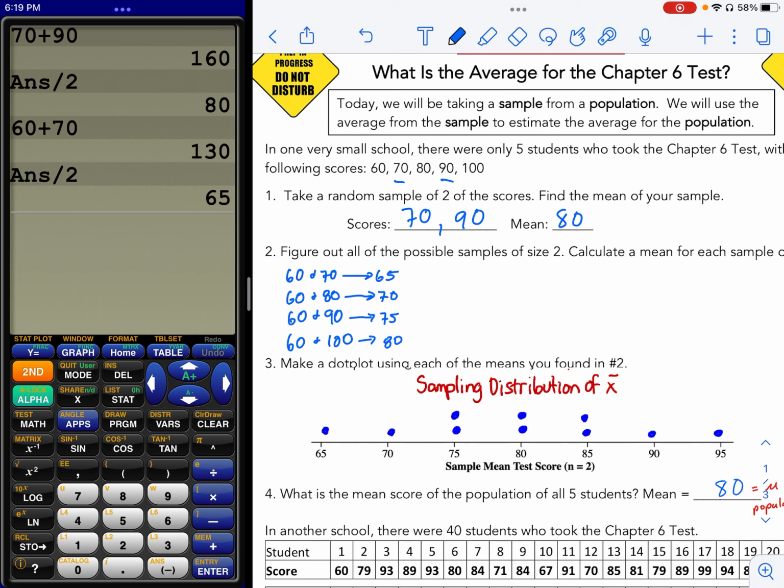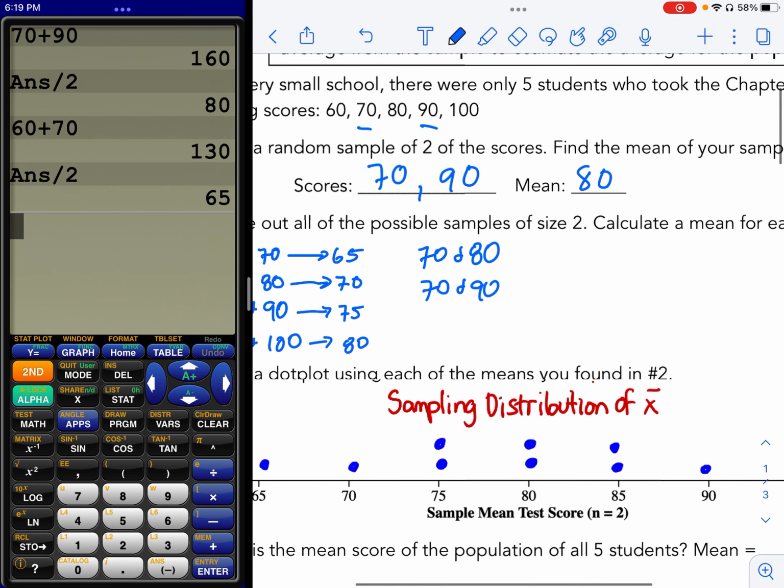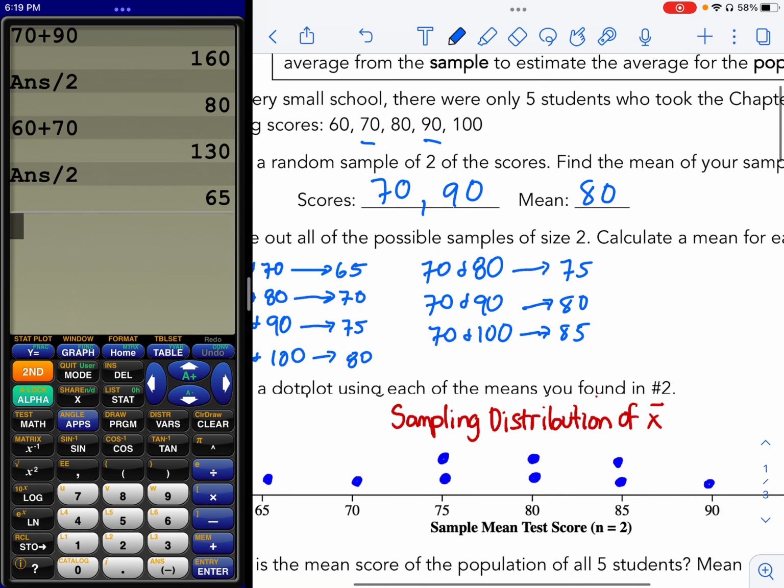Now what about 70s? I could have 70 with 60, but I already got that one right here. But I could have 70 with 80, 70 with 90, and 70 with 100. Add them up, divide by 2. That's 75. This one would be 80. This one would be 85. All right, that takes care of my 70s. I've paired 70 up with all the others.